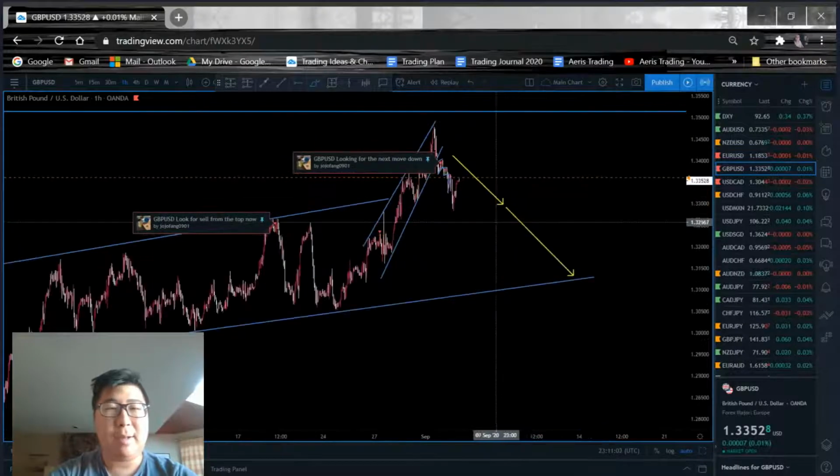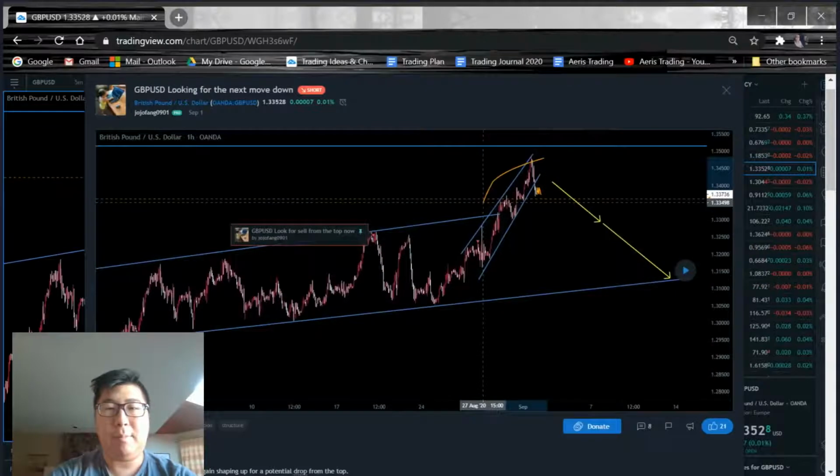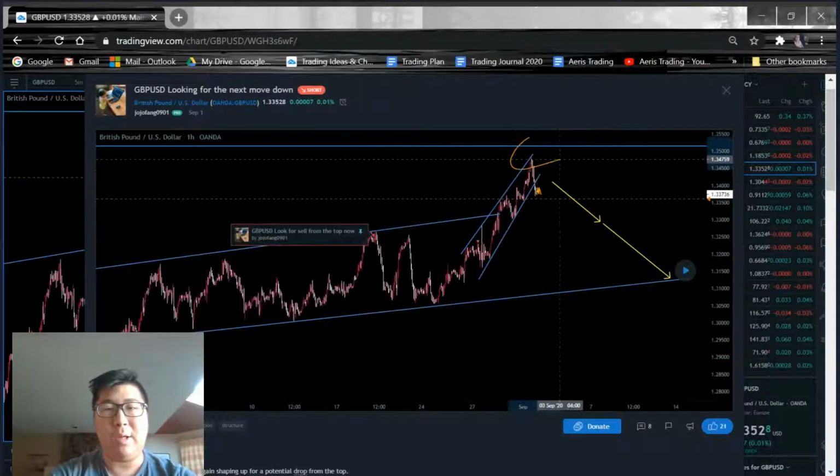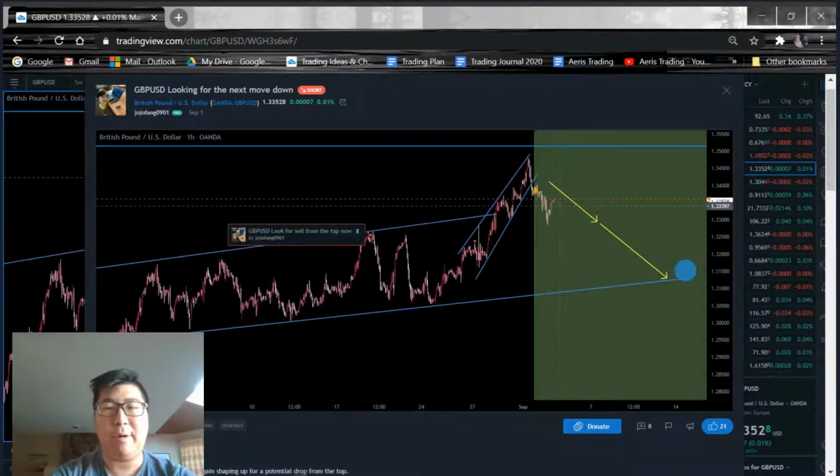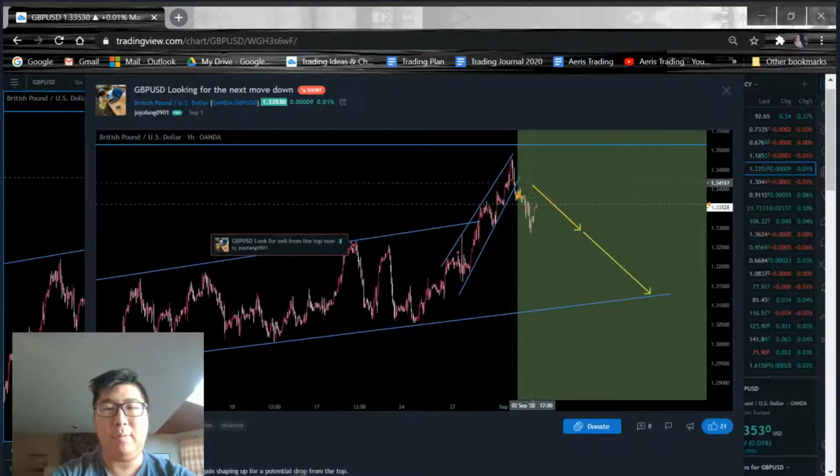Yeah, so let's look at pound dollar. Pound dollar, very similar kind of price action. Top of this ascending channel, we're reaching that daily double top. We're moving up the price very correctively. So looking for a bearish push down and then looking for more continuation.